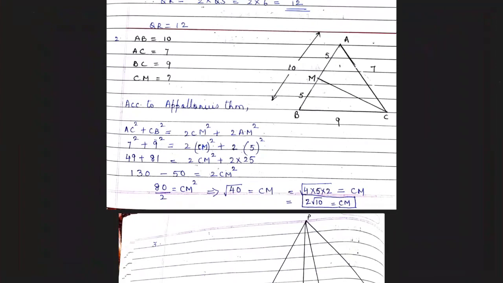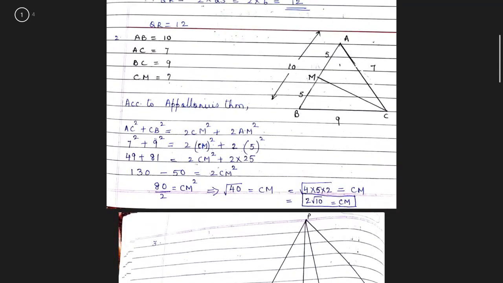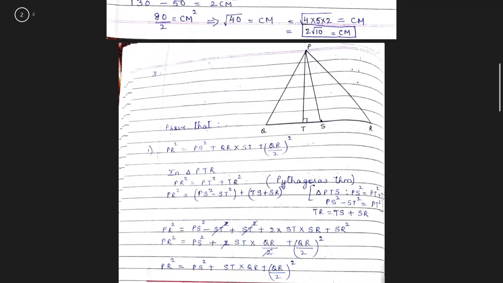Substituting the values, 7 square is 49, 9 square is 81. That is equal to 2CM square plus 2 into AM square. AM is 5, 5 square is 25, 2 into 25 is 50. So when I do the calculations, you get CM square is 80 upon 2, which is 40. Find the square root of 40, you get 2 root 10. So the value of CM is 2 root 10. Since there are no units given, you can write it as it is.